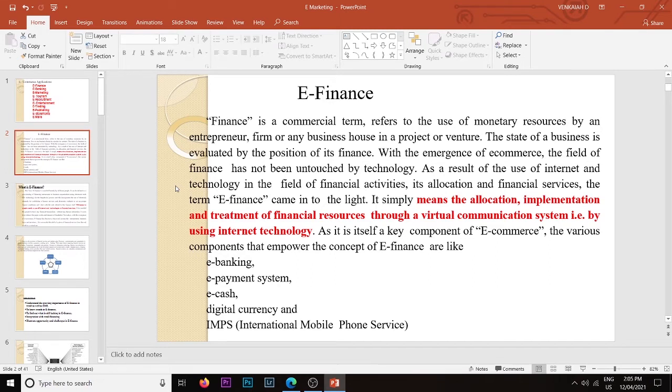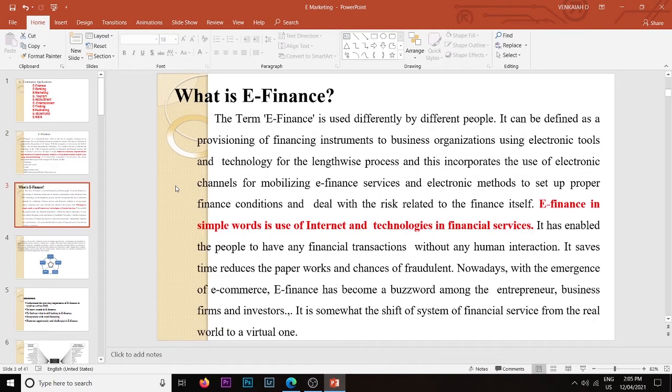So all this allocation, implementation, and treatment of financial resources through virtual communication is called e-finance or electronic finance. All this comes under e-commerce. That comes under e-commerce. These include e-banking, e-payment, e-cash, digital currency, international mobile phone services. We use it in payment, IFPS. Okay. What is e-finance?